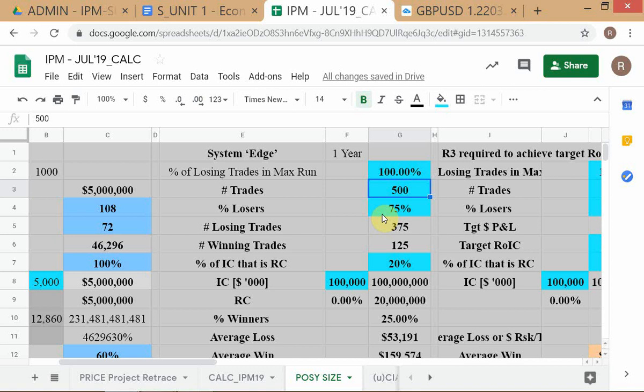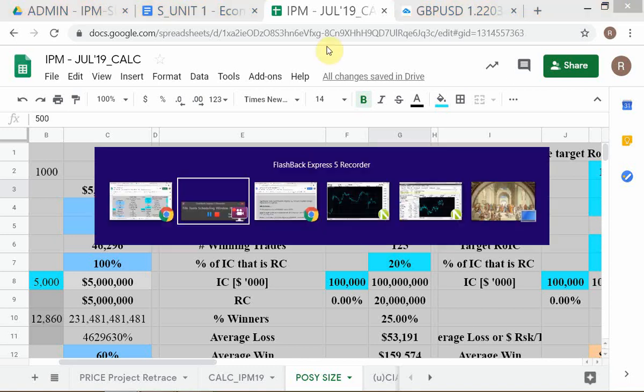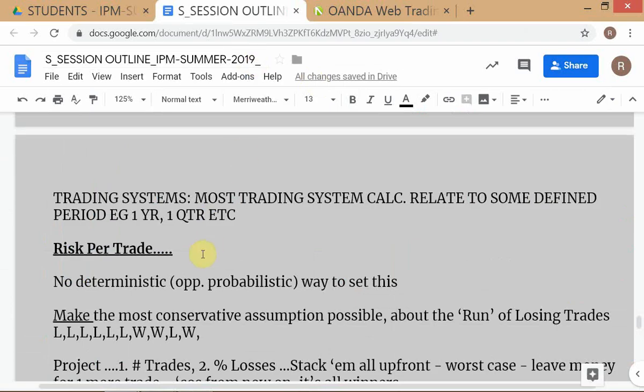Number of trades: I'm assuming 250 trading days in a year, and I'm going to do 2 trades per day. So my total projected, these are all projections, okay? Therefore, these are what we call ex ante. You understand ex ante versus ex post? Yeah, you've done this in legal aspects of business. Ex ante versus ex post.